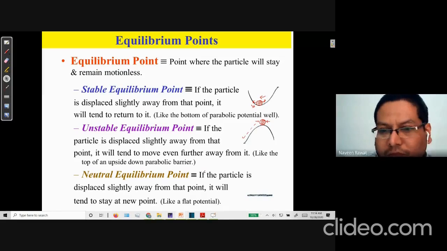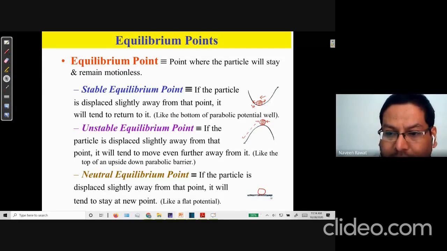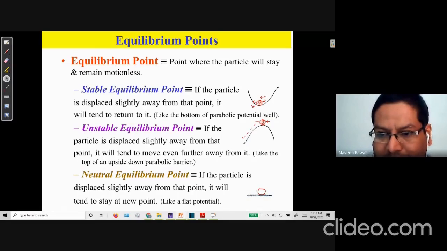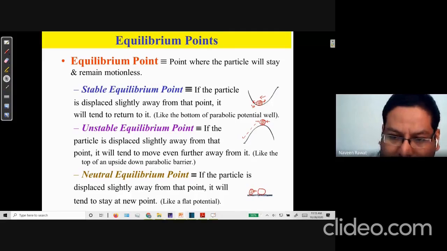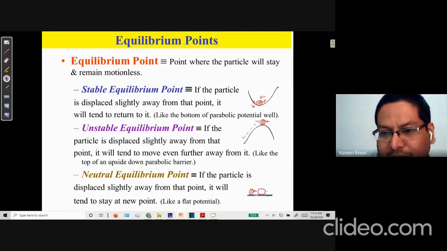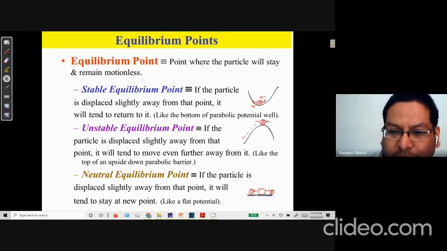Okay, which is the neutral equilibrium point. You can see that the curve looks like a flat line approximately, and so if I just displace this particle slightly towards the left, then it will just stay towards the left. Okay, and similarly if I displace it to the right, then it will just move a little bit to the right, and there is no concept of moving away or coming back to the original point. Okay, so that is a neutral equilibrium point, and that situation can also arise.